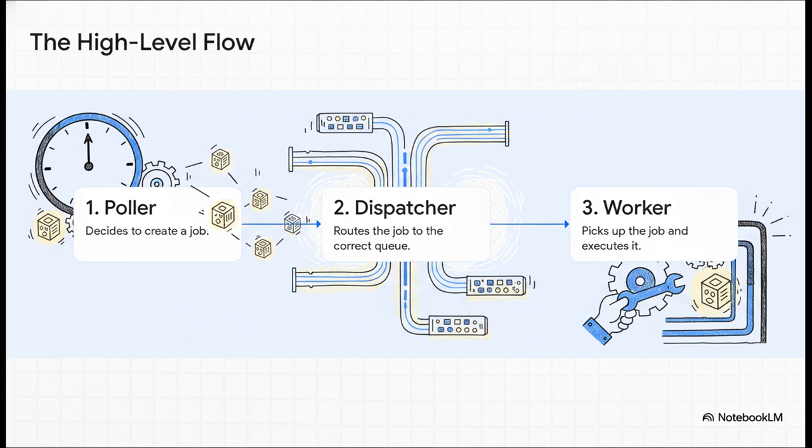First, something we call the puller decides a job needs to happen and creates it. Second, the dispatcher acts like a traffic cop, and it routes that job to the right place. And finally, a worker picks up the job and actually does the work. That's it. That's the entire process. Simple, clear, and totally controlled.